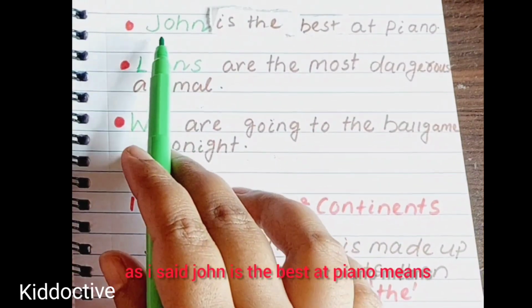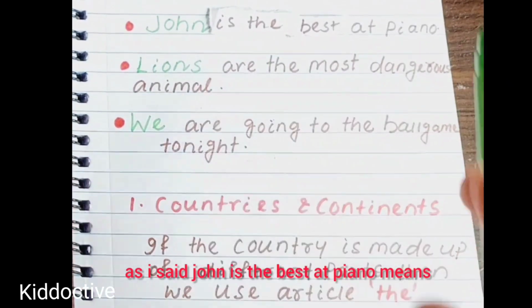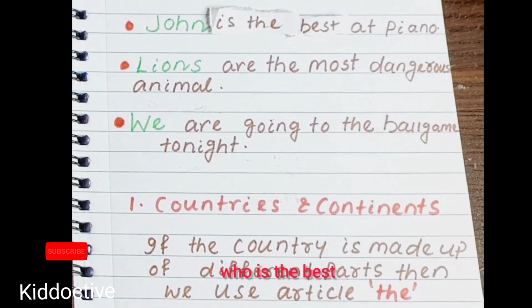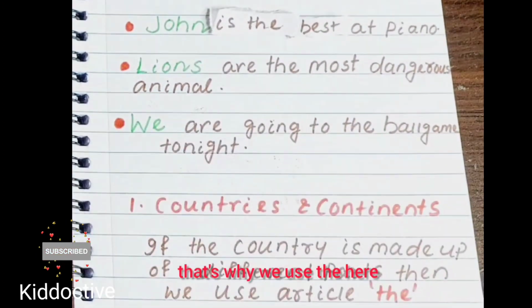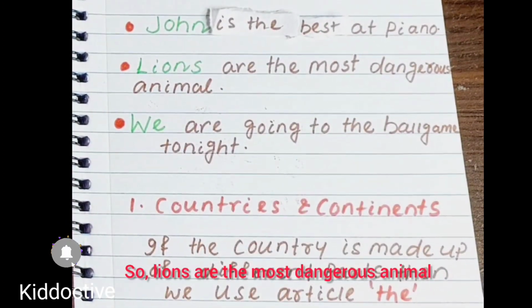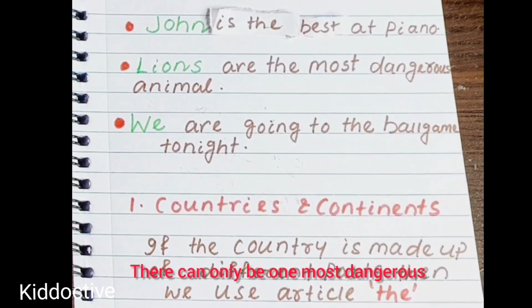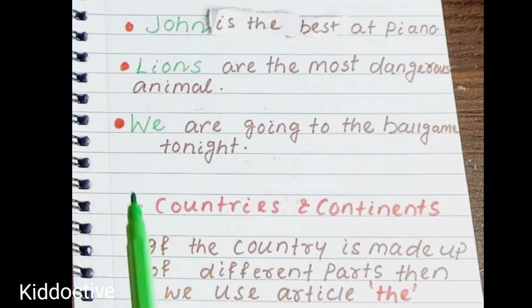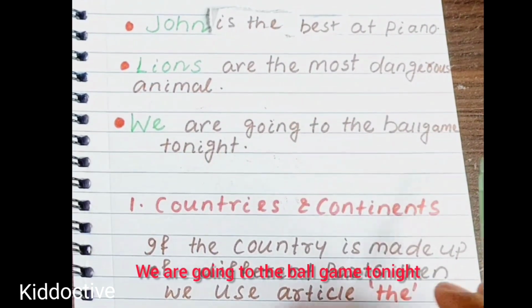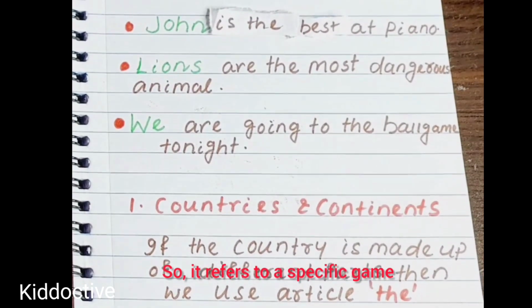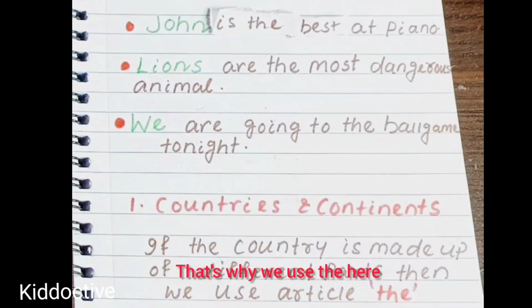As I said, John is the best at piano. It means there can only be one who is the best. That's why we use the here. So lions are the most dangerous animal. There can only be one most dangerous. That's why we use the here. We are going to the ball game tonight. So it refers to a specific game. That's why we use the here.